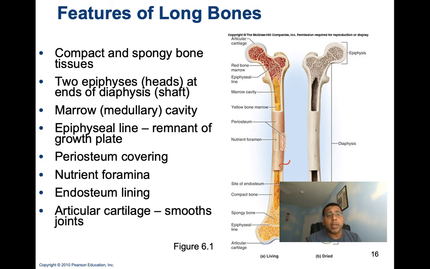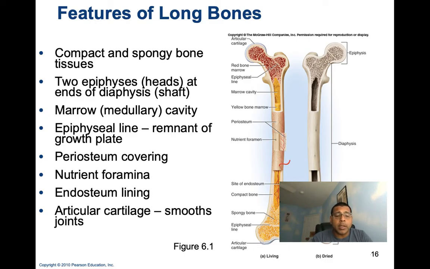Let's go through and look at the structure of a long bone. Long bones will have a diaphysis, a shaft to them, as we can see here. The shaft forms the long axis of the bone. The diaphysis is constructed of thick layers of compact bone that surrounds a central medullary cavity.